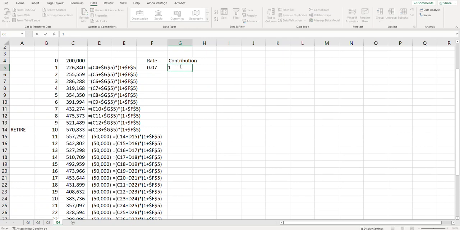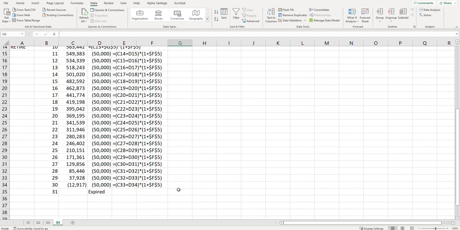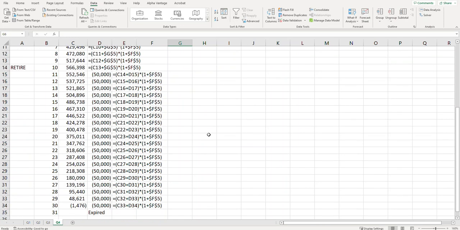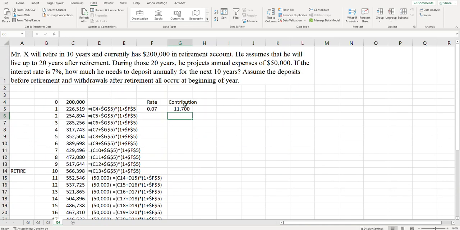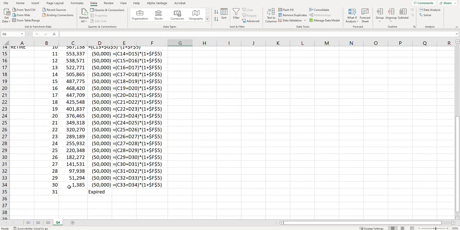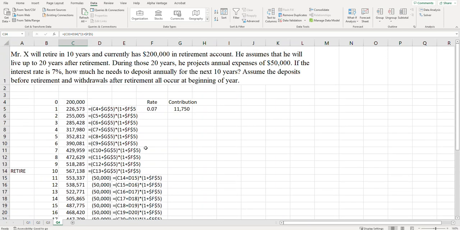We could do 11,500. Okay, 11,500 is not enough. We can go 11,700. Okay, we're really darn close. So it's somewhere in 11,700. Do 11,750. You can see, okay, we went too high because it's a positive balance. So we could do this iterative approach where we go higher, lower, like we're on The Price is Right.